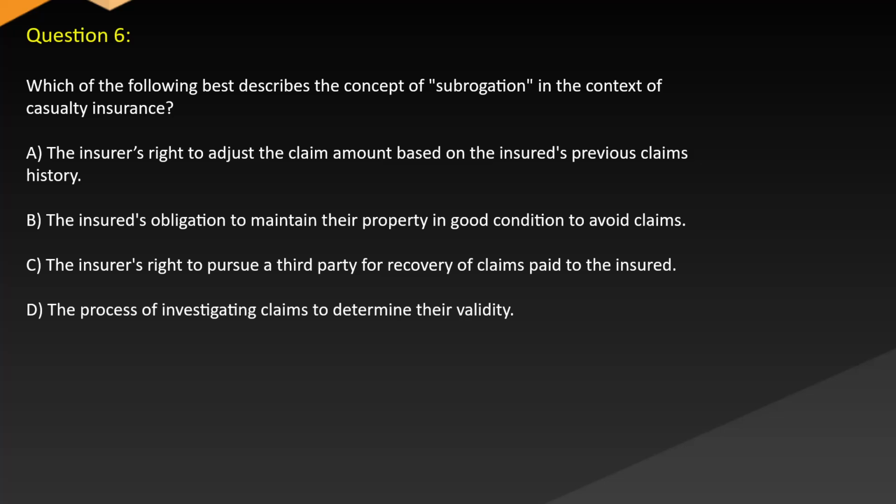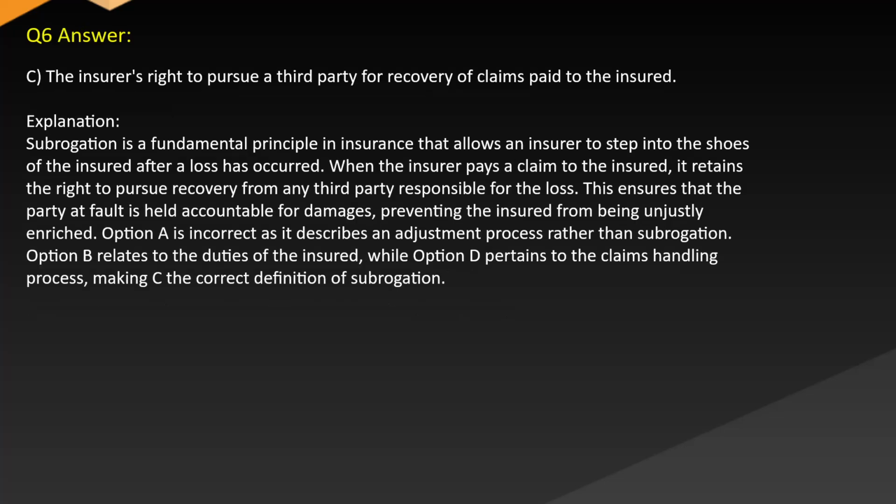Question 6. Which of the following best describes the concept of subrogation in the context of casualty insurance? A. The insurer's right to adjust the claim amount based on the insured's previous claims history. B. The insured's obligation to maintain their property in good condition to avoid claims. C. The insurer's right to pursue a third party for recovery of claims paid to the insured. D. The process of investigating claims to determine their validity. Answer. C. The insurer's right to pursue a third party for recovery of claims paid to the insured.